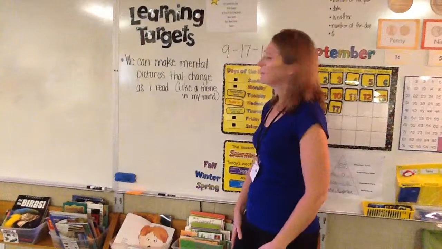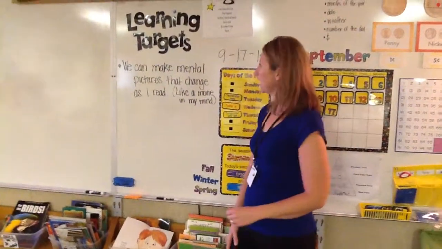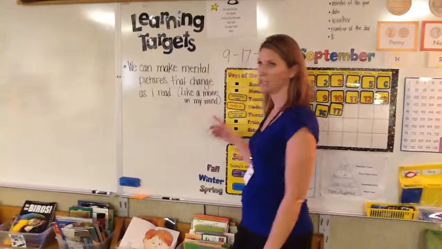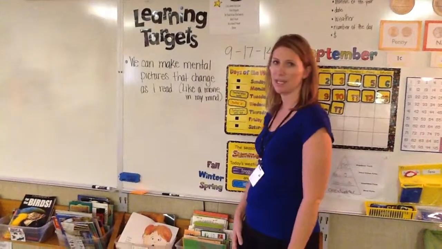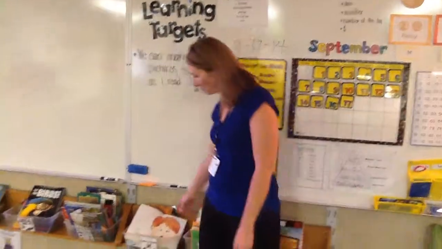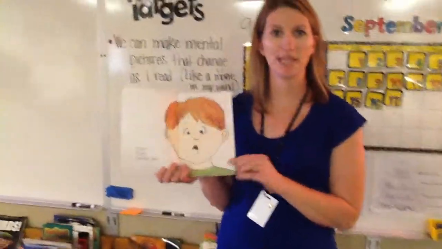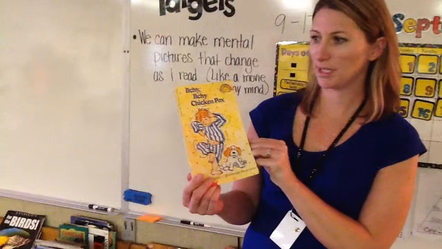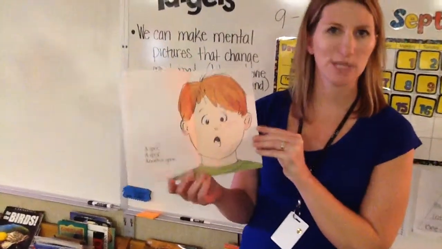Today we're going to learn about visualizing, and when we visualize, we can make mental pictures that change as you read, like a movie playing in your mind. So, second grade, most of the time when you were reading in kindergarten and first grade, you read a book that had pictures in it. So this book, Itchy Itchy Chicken Pox, has pictures in it.